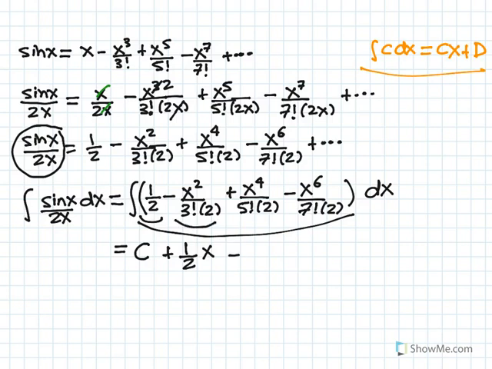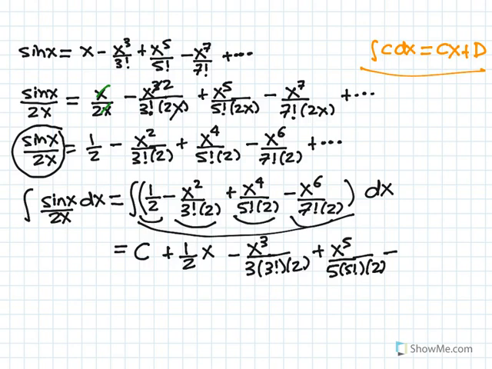Minus, now let's integrate the second term. We get minus x cubed divided by 3 times 3 factorial times 2. We're reversing the power rule. Now integrate the third term. The integral of x to the 4th gives us x to the 5 divided by 5, reversing the power rule. We get x to the power of 5 divided by 5 times 5 factorial times 2. And integrate the last term, minus x to the 6 divided by 7 factorial times 2. That gives us x to the power of 7 divided by 7 times 7 factorial times 2.